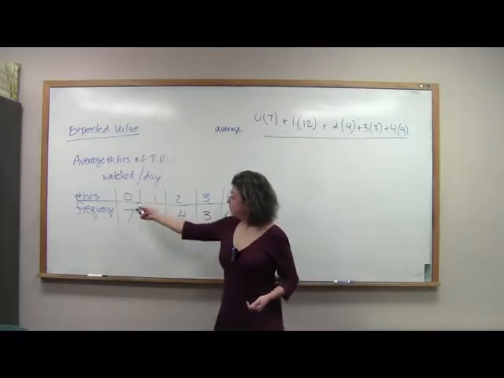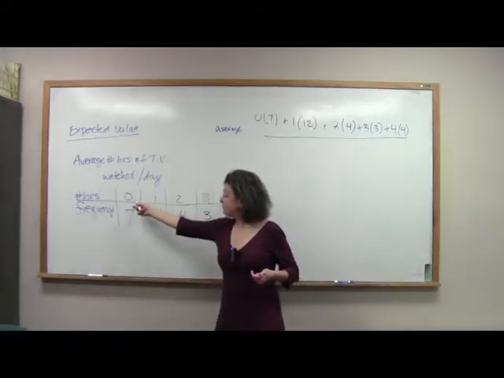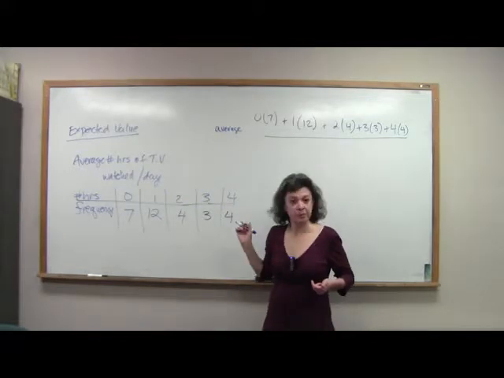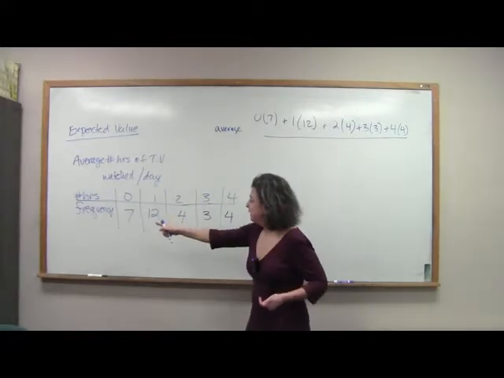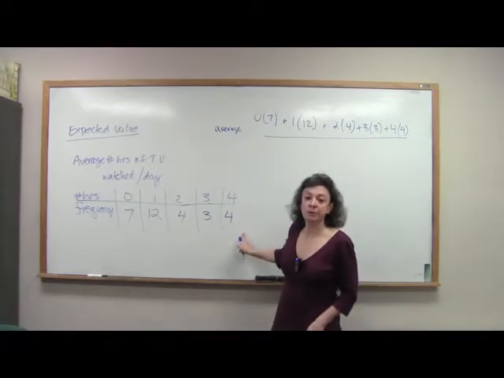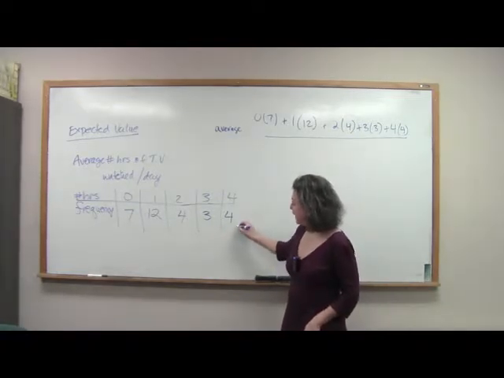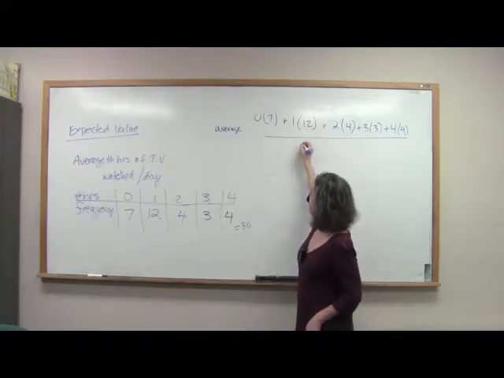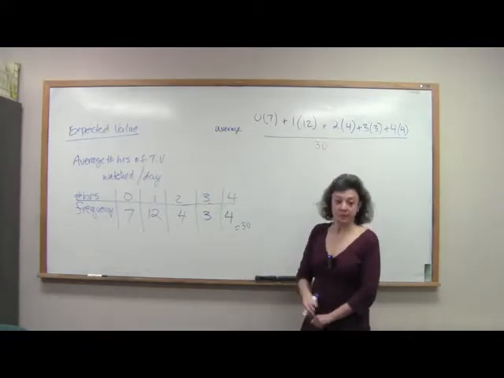The biggest mistake people make is they think that they would divide by 5 since there were 5 columns here, but that's not the case. In order to figure out what to divide by, we have to divide by the total number of families. And if you add all those up, you get 30.